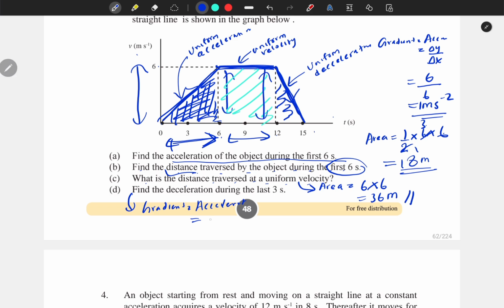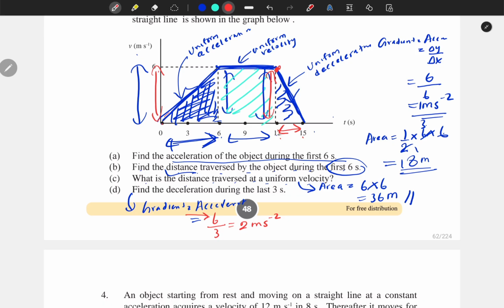So the gradient equals y difference. What is the y difference here? 6. What is the x difference here? 15 minus 12, 3, right? That is 2 meters per square second. But here in the y difference, how you are writing it is, you are taking here, right? In here we took acceleration, 6 minus 0.